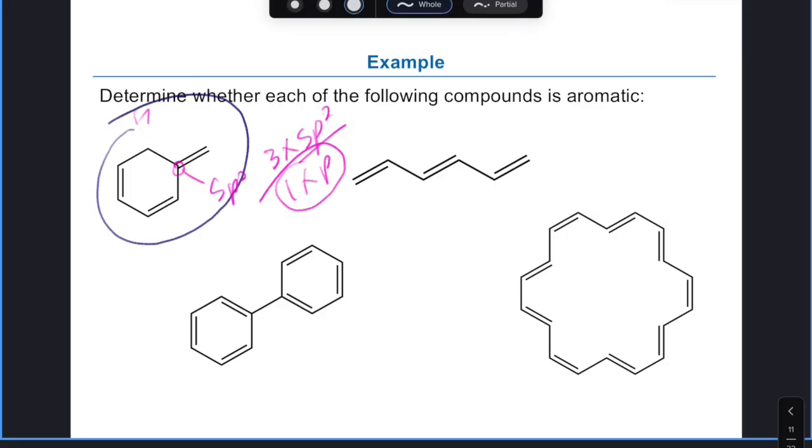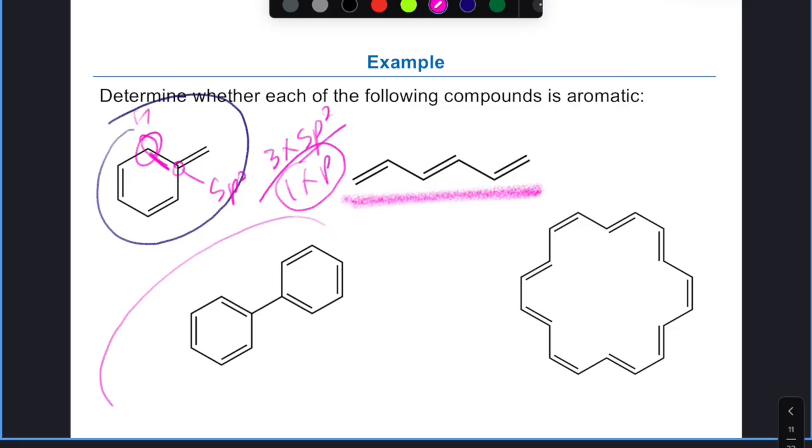There's no way I can draw a resonance structure that has a double bond over here, because that would have to break one of those hydrogens, right? As drawn, this is not aromatic. Okay, next. Is this guy aromatic? That one's easy. Why? Straight line. Doesn't work. Hybridization. Is this aromatic?